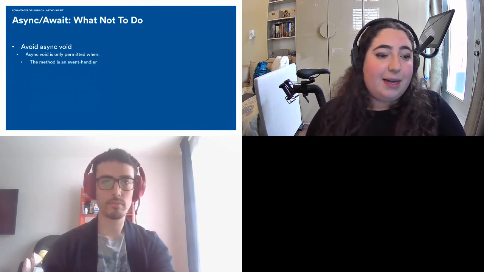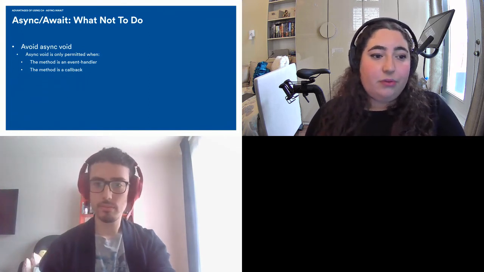And there's a couple things that you shouldn't do with async await. You should avoid async void. It's important to return a Task whenever you can because the Task gives you all the information about the execution. For example, it will tell you if there is an error during execution. If you return void and there is an error, your task will fail silently. So yeah, async void is only permitted in the case where the method is an event handler, or the method is a callback. Otherwise, return a Task.